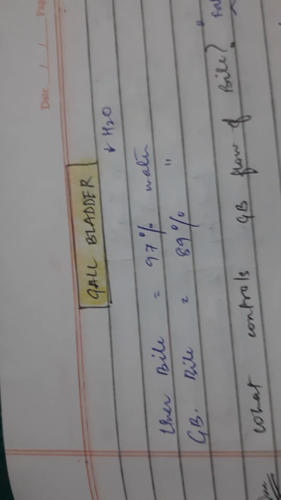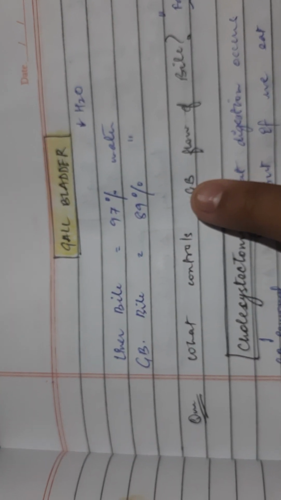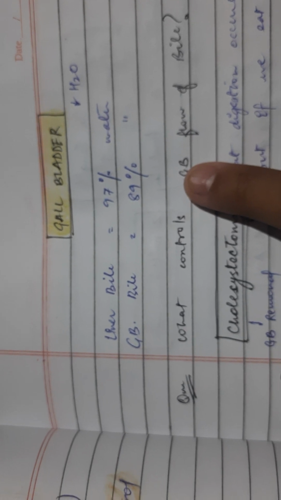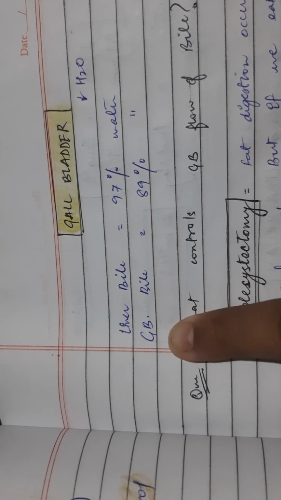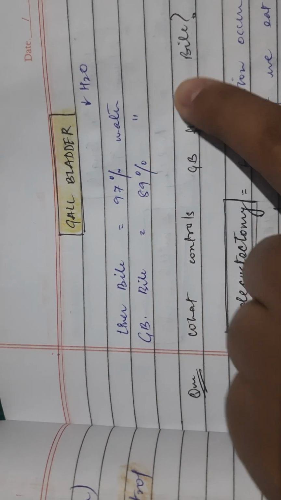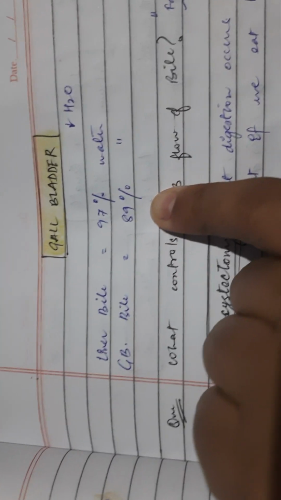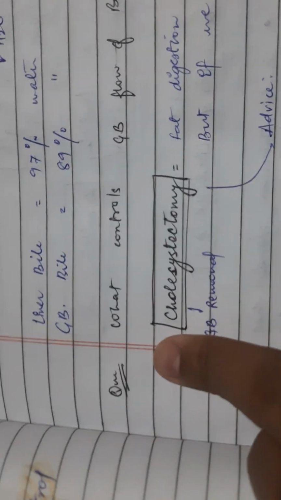Then the gallbladder decreases water, it concentrates the bile juice. Liver bile is 97% water, gallbladder bile is 89%, sorry.